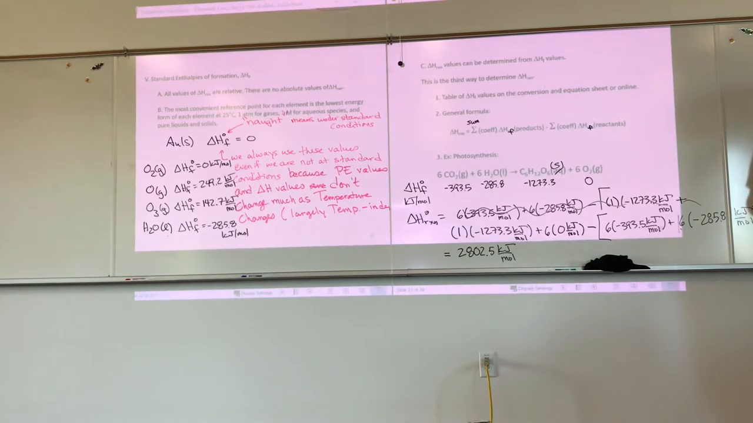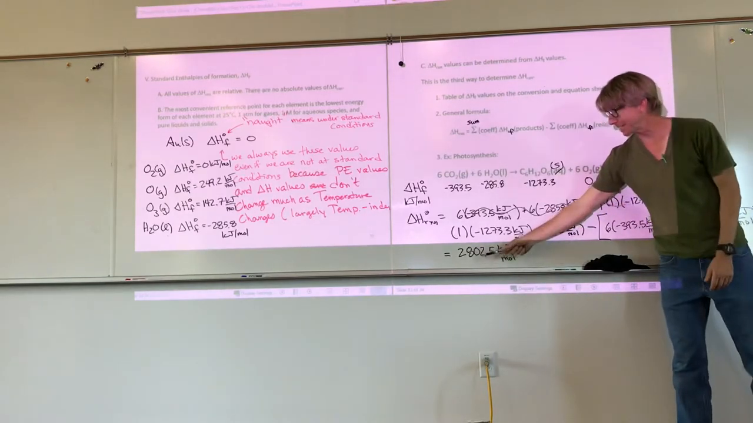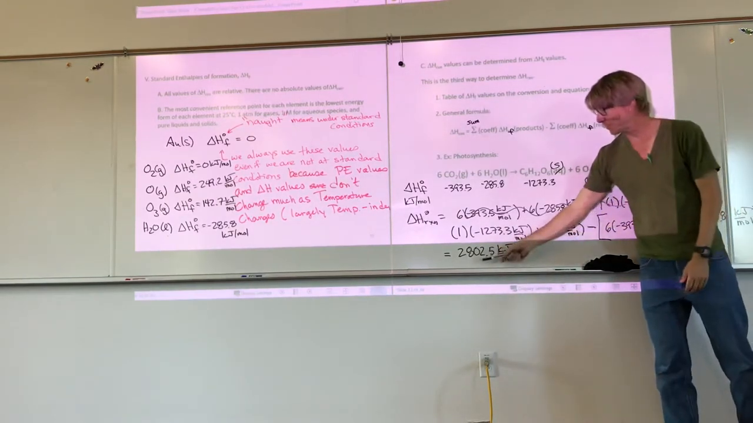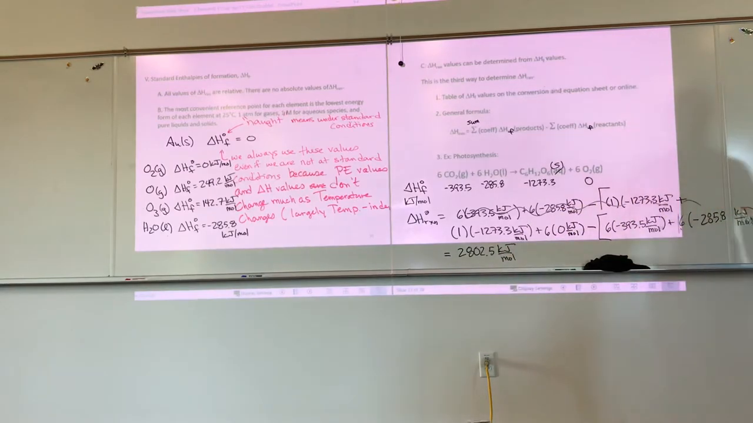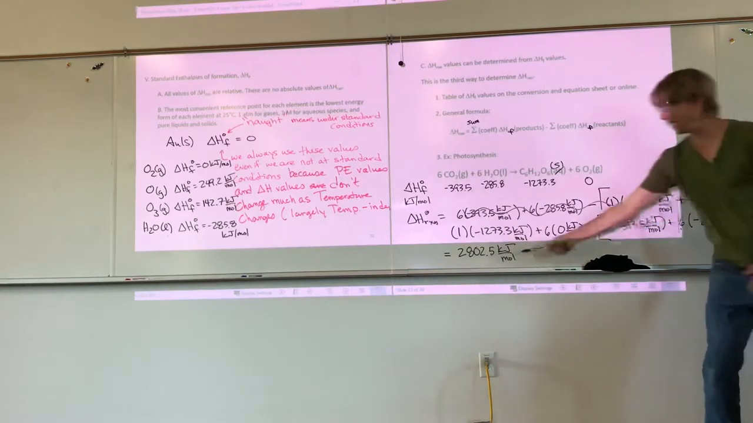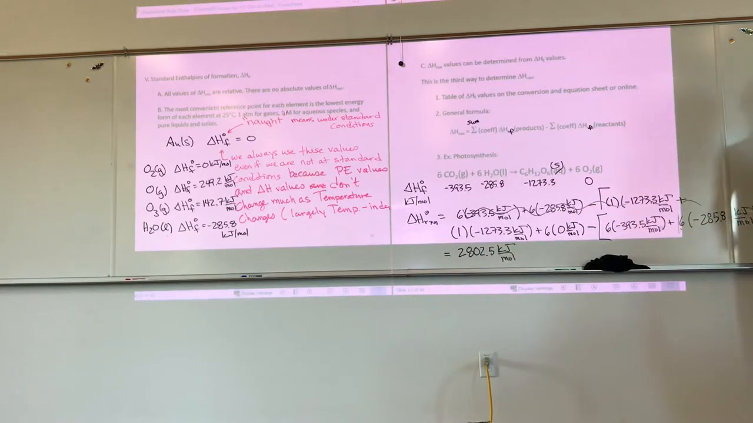So endothermic processes tend not to happen because you're starting from low energy and you're trying to make things higher in energy. Why does photosynthesis occur then? Where does the energy come from? The sun. The sun, yes, brilliant. You can make endothermic reactions occur with energy input. That energy, in this case, comes from the sun. And it's a lot of energy. That is a large number.